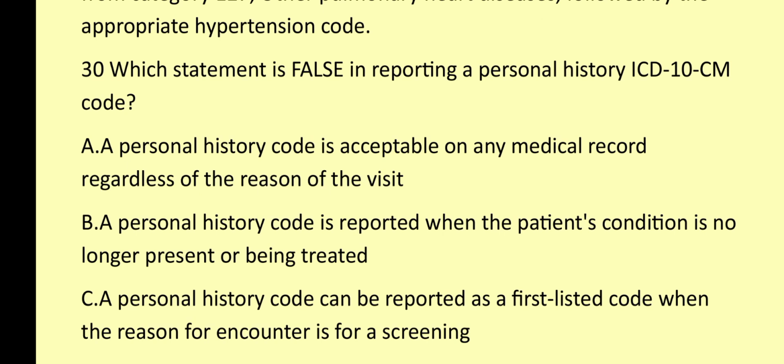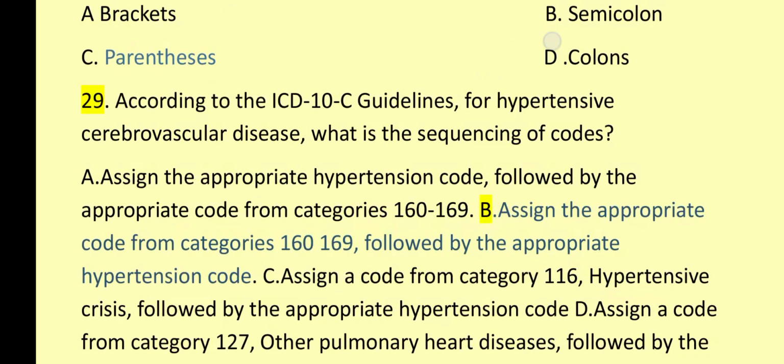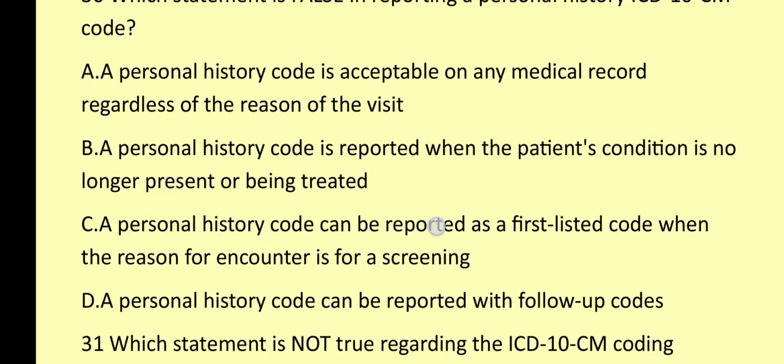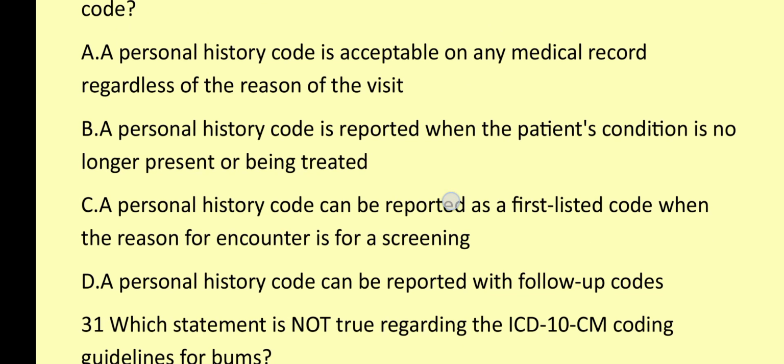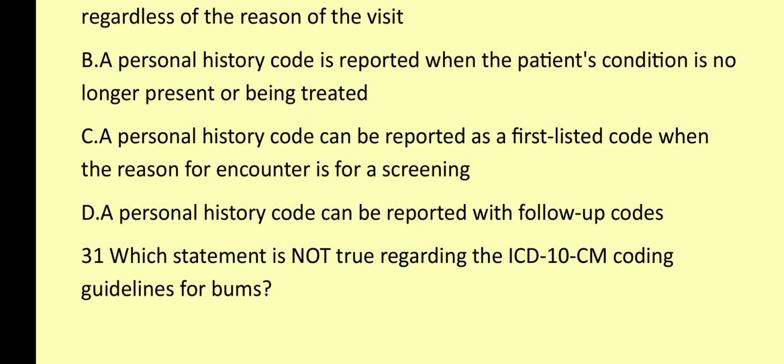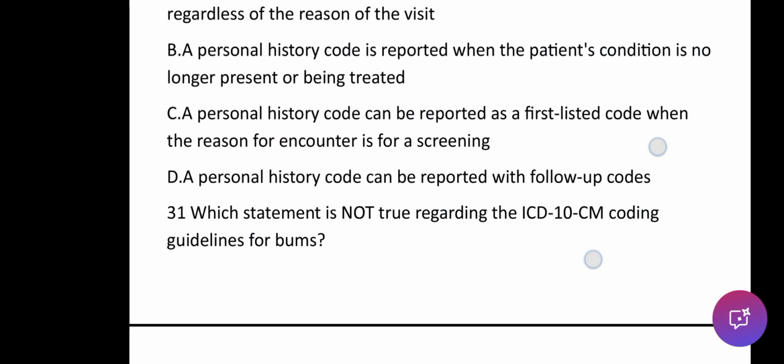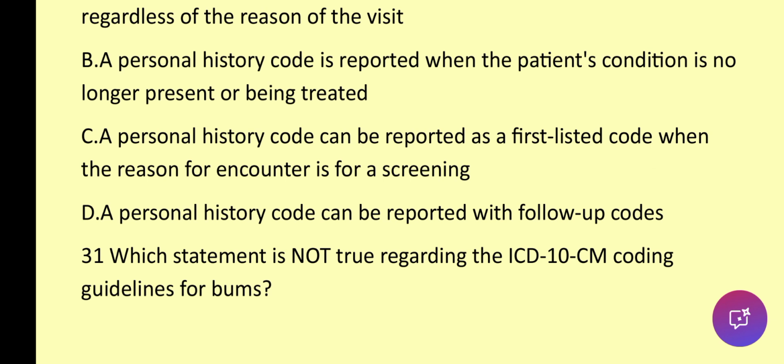30. Which statement is false in reporting a personal history ICD-10 code? A. A personal history code is acceptable on any medical record regardless of the reason of the visit. B. A personal history code is reported when the patient's condition is no longer present or being treated. C. A personal history code can be reported as a first listed code when the reason for encounter is for a screening. D. A personal history code can be reported with follow-up codes.